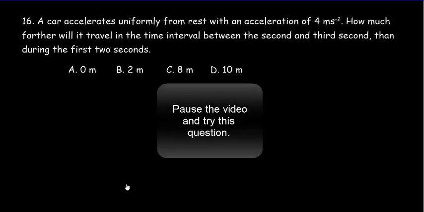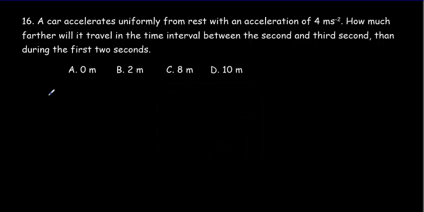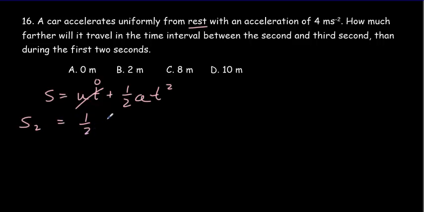Question 16. Pause the video, try the question, come back for the answer. So I'm going to use this equation here from the data booklet. ut is going to be 0 because we are starting from rest. s here is just going to be the distance traveled after time t. So if I want to find out s after 2 seconds, that would be a half, acceleration is 4, and then we do a 2 squared to get 16, divided by 2 would be 8 meters.